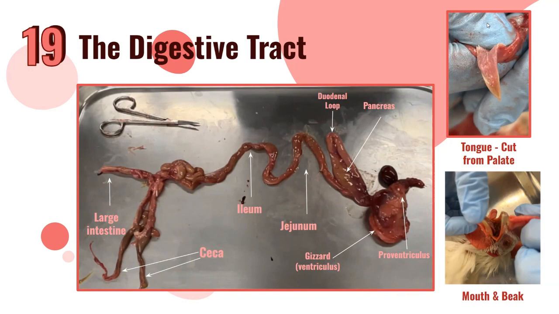Within the duodenal loop, we find the pancreas. After the duodenal loop, we find the jejunum and the ileum, which are the main parts of the small intestines. Following that, we see the ceca, in the bottom left corner, and finally the large intestine, which eventually leads to the vent. On the right, we see the tongue, which was cut from the palate initially, as well as the mouth and the beak prior to dissection.